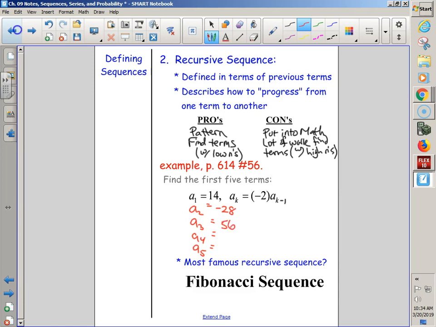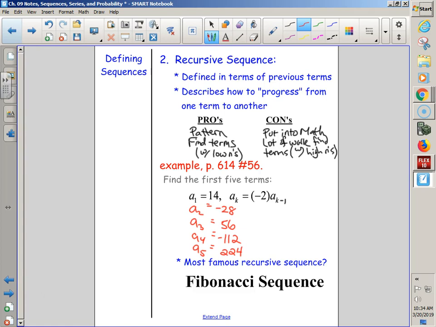56. Let's see how well your mental math is. This one, take the previous term and do what? Which is -112. You can think doubling 50 is 100, doubling 6 is 12, 112. A sub 5, all I have to do is take a sub 4 and do what? Which is going to be 224. Positive, right?